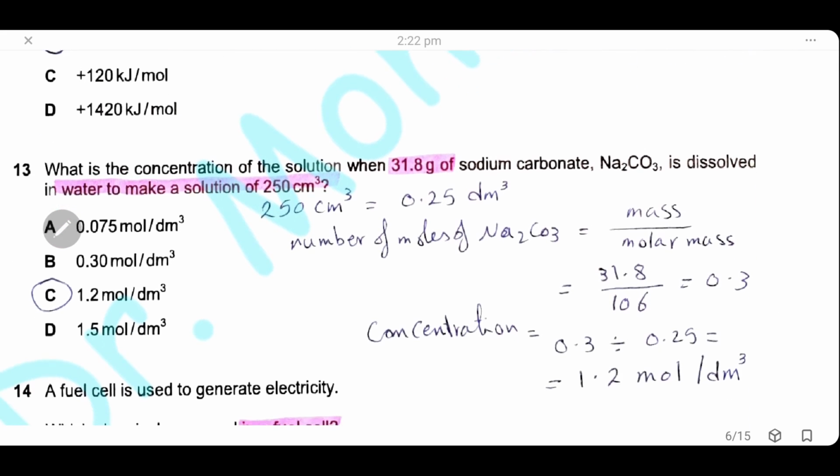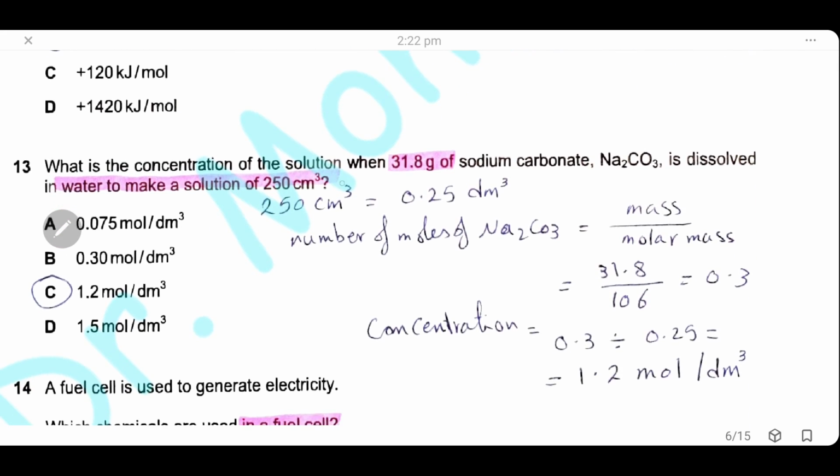Question 13. What is the concentration of solution when 31.8 grams of sodium carbonate is dissolved in water to make a solution of 250 centimeter cube? The concentration is measured by mole per decimeter cube, so we have to first find the number of moles of sodium carbonate, which is the mass divided by the molar mass. We have the mass, which is 31.8. The molar mass of sodium carbonate is 1.6, so number of moles of sodium carbonate is 0.3.